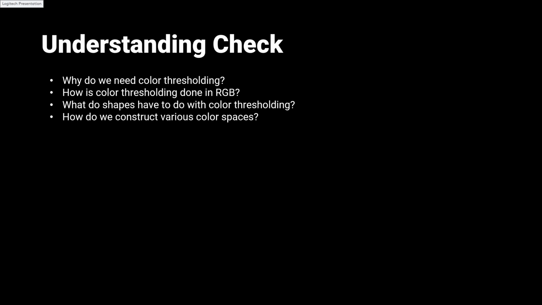So I just want you to be able to answer these questions. Why do you need color thresholding? How is color thresholding done in RGB? What do shapes have to do with color thresholding? And how do we construct various color spaces?